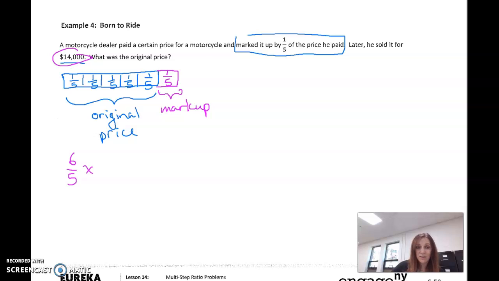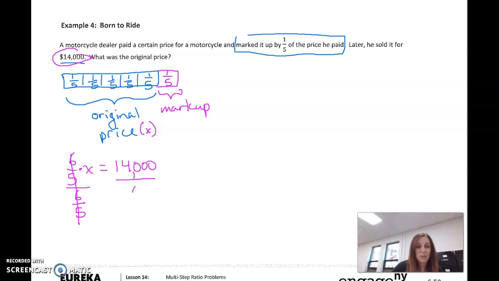Okay, so 6/5 of the original price. I'm saying the original price here is X, is equal to 14,000. So whatever the original price was, plus another fifth. This is like 1 1/5, but remember we multiply and divide with fractions. We have to turn them into improper fractions. Now we can solve this equation. Remember this is 6/5 times X. We don't do that. We divide by 6/5.